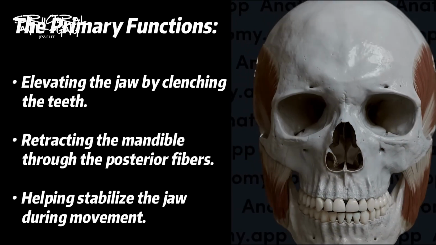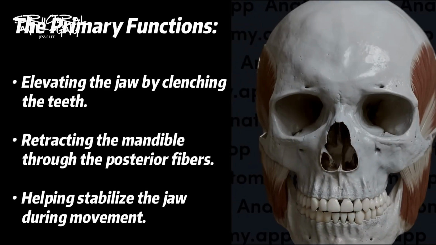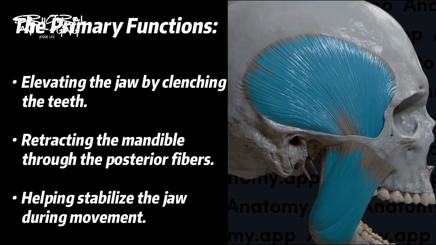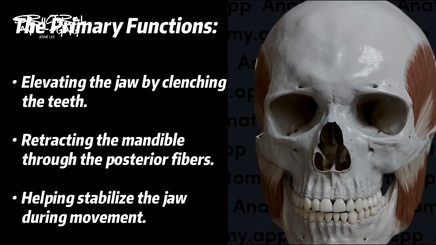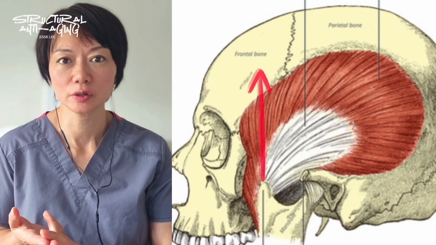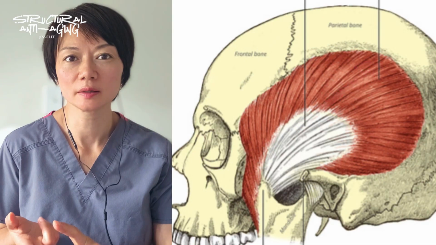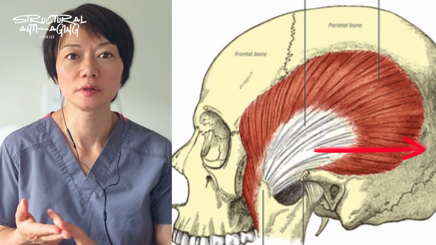The first is elevating the jaw by clenching the teeth. The second is retracting the mandible through the posterior fibers. The last one is helping stabilize the jaw during movement. But if we look more closely, you will notice that the muscle fibers of the temporalis are actually arranged like this. You can see anterior fibers, they're almost vertical. Middle fibers, which run diagonally, and then you will see posterior fibers, they're almost horizontal.